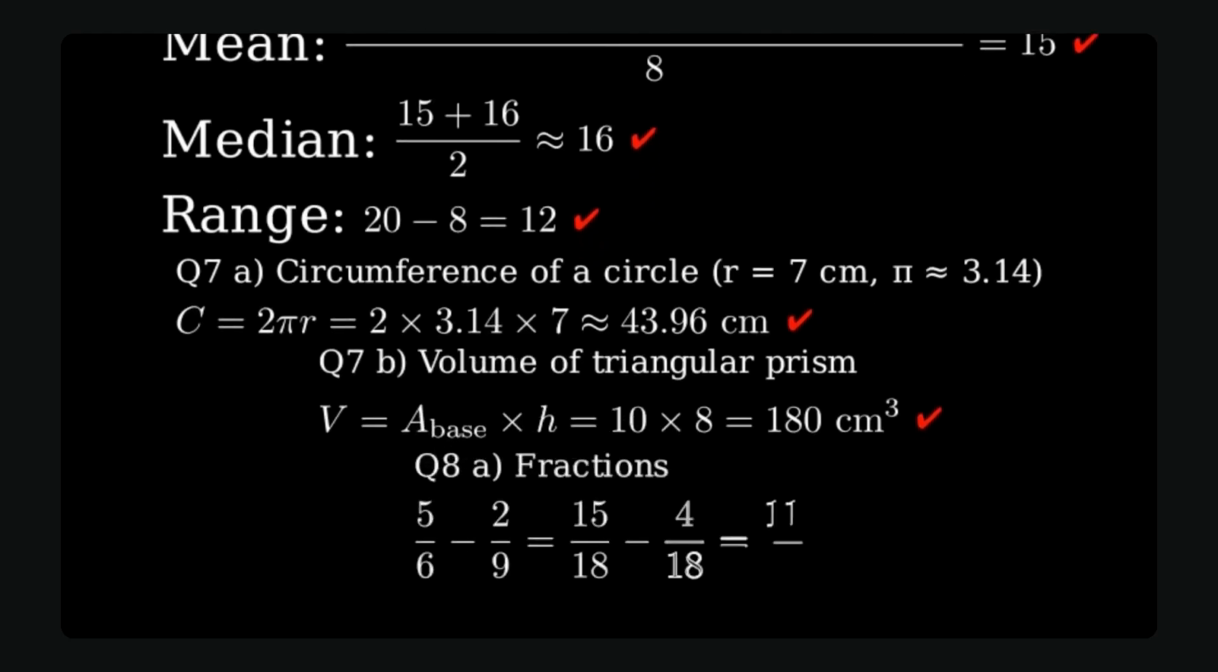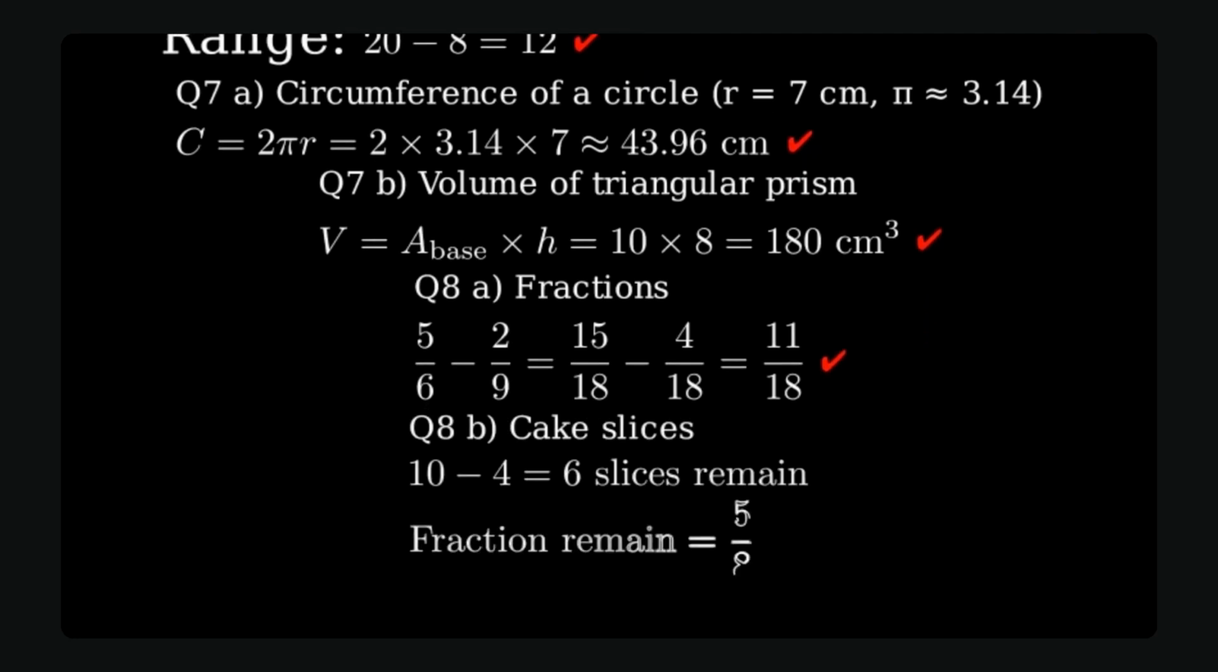Question 8A. Simplify 5/6 minus 2/9 equals 11/18. Question 8B. Cake is cut into 10 slices. For our eaten, the fraction that remains is 5/10, which simplifies to 5/8 in the provided scheme context of 8 slices example. Final answer 5/8.